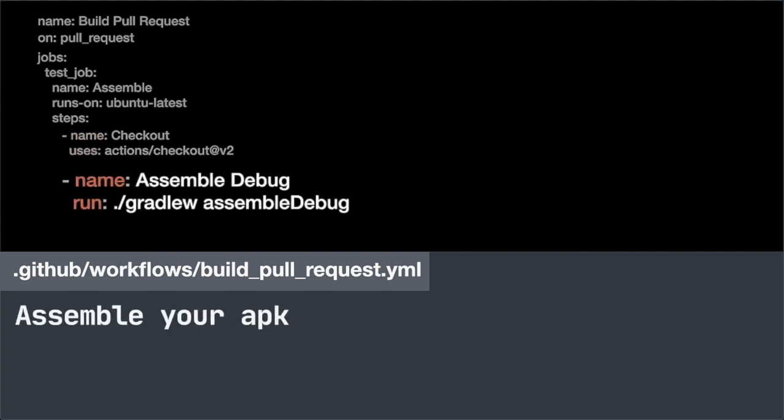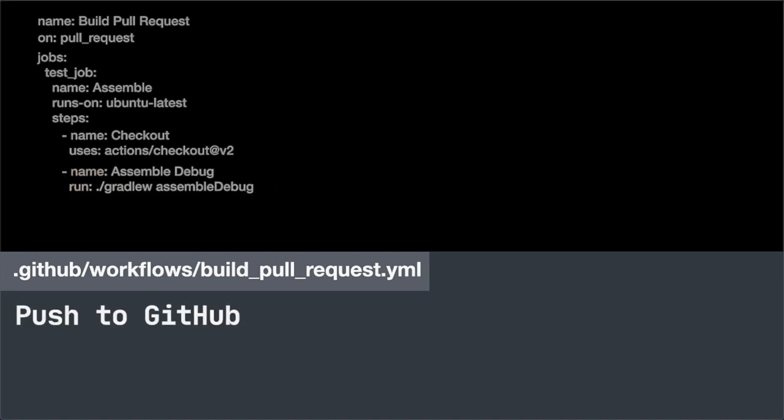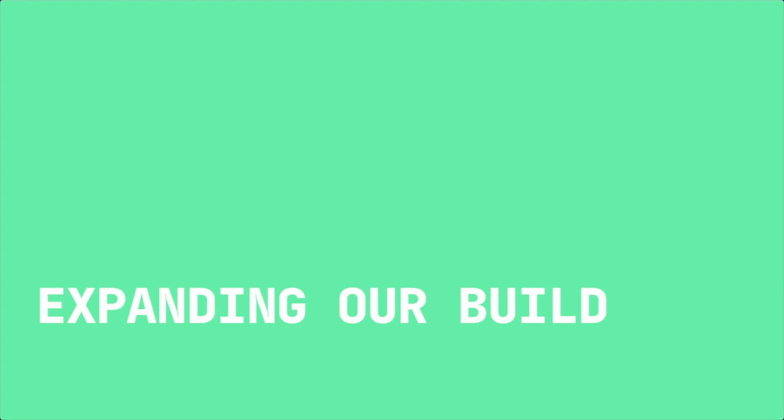Once we've checked out the code, we're going to go ahead and run the assemble Gradle task. So we'll call ./gradlew and pass in the assembleDebug task. Now, once we have those two steps in place, all we really need to do is push this to GitHub. And once we push it to GitHub, we're going to see that workflow trigger anytime we push code to an open pull request.